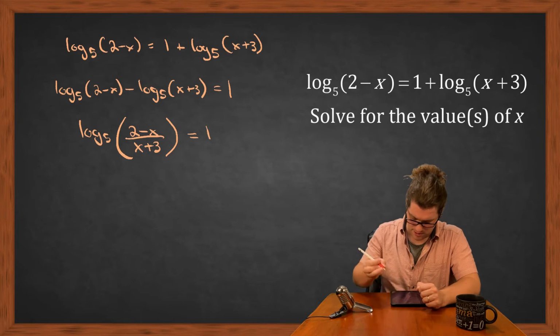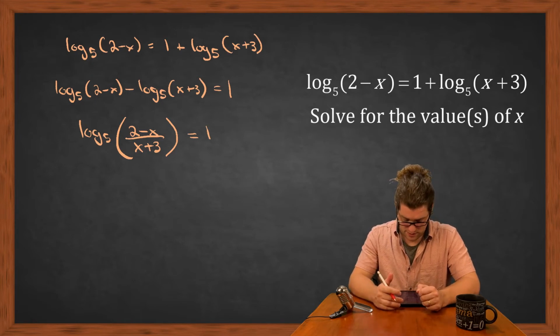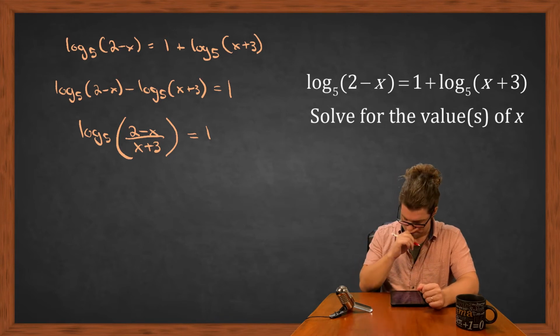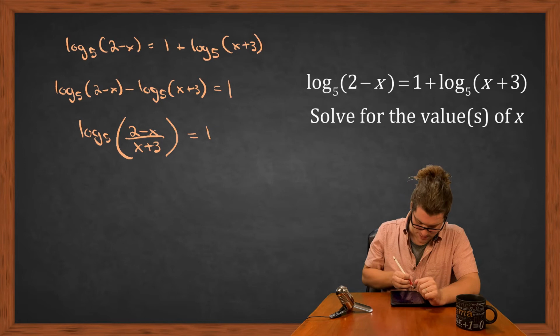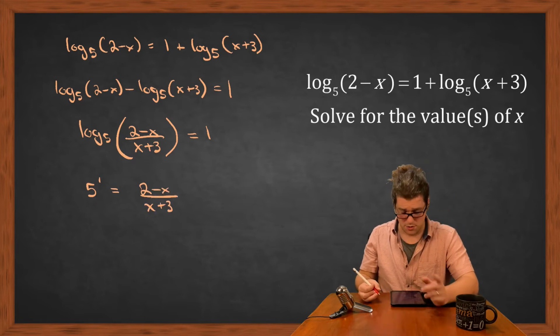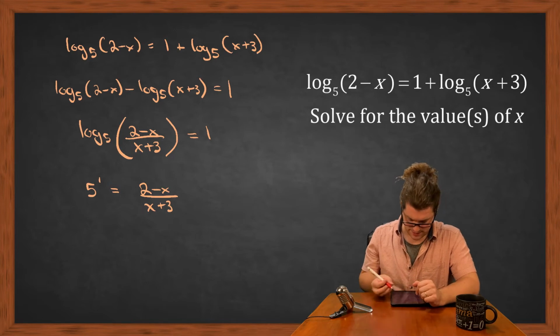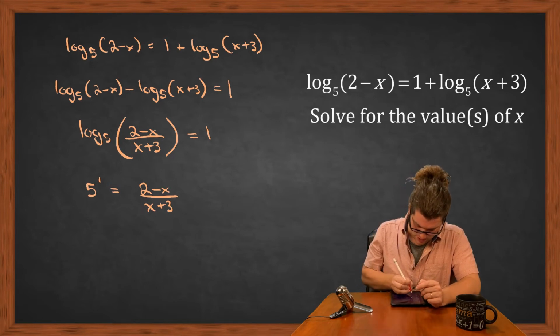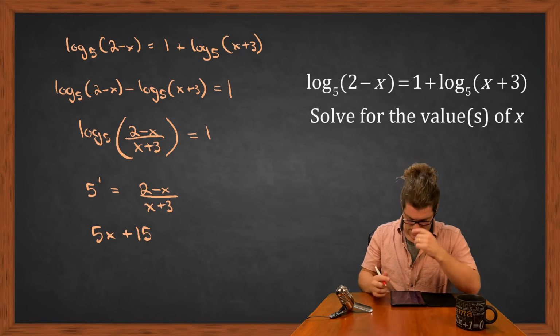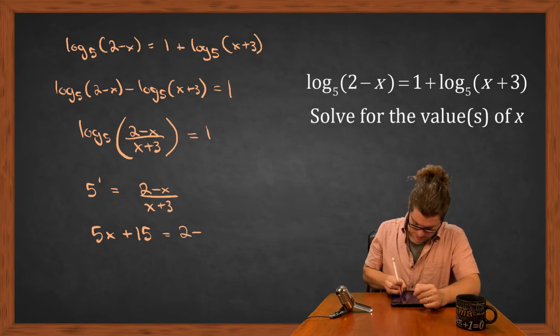Log base 5 of the fraction 2 minus x over x plus 3 is equal to 1. I'm now going to write this in exponential form, which is the base 5 to the power of 1 on the other side of my equation, equal to 2 minus x over x plus 3. So now I'm going to multiply my x plus 3 up onto the left-hand side of my equation, which will give me 5x plus 15. So 5 times x and 5 times 3, distributive property. And then that's still going to be equal to 2 minus x.